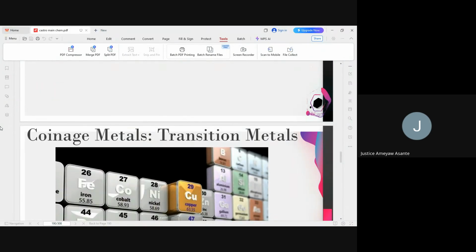So when you look at this, we call the first group alkali metals, then we have the second group as alkaline earth metals. Now, on the periodic table, I also show you where the transition metals are located. So we have the first transition series, second and third. So we have the lanthanides and the actinides. Now, transition metals are also known as d-block metals.